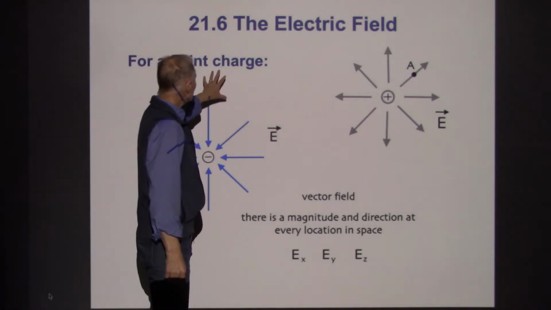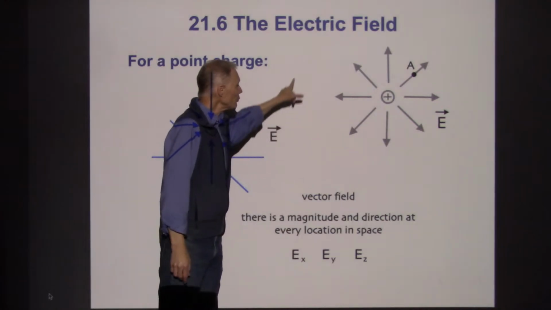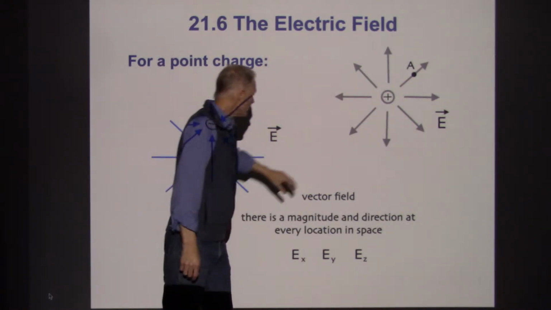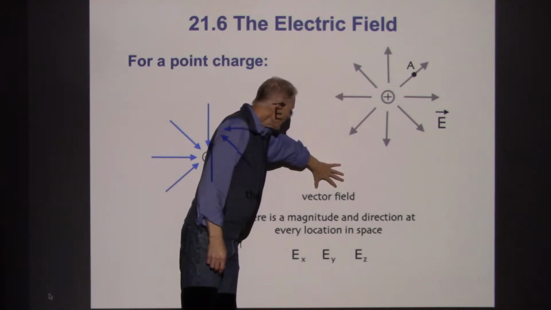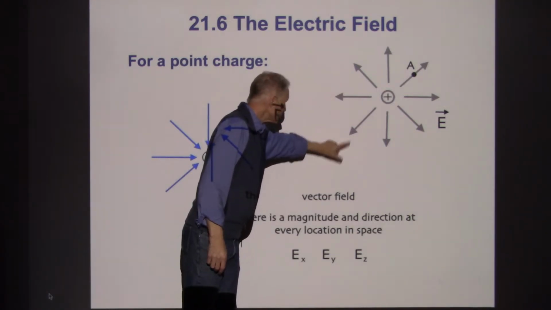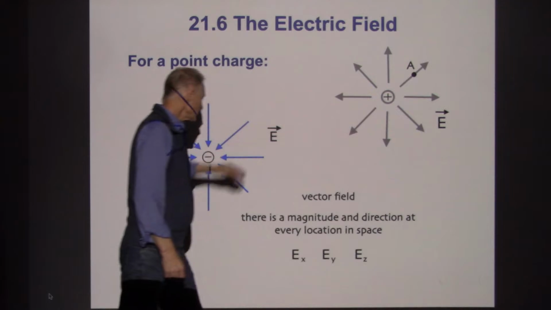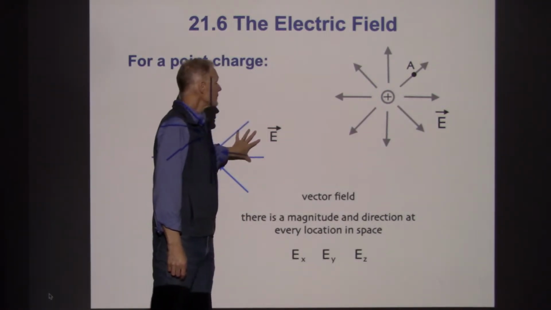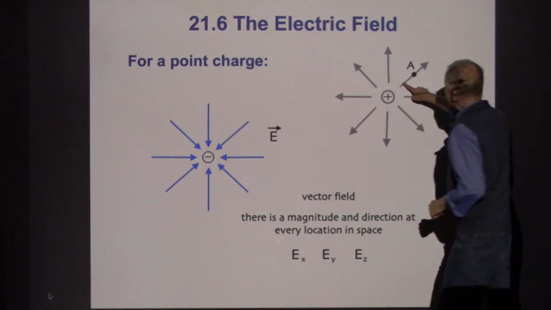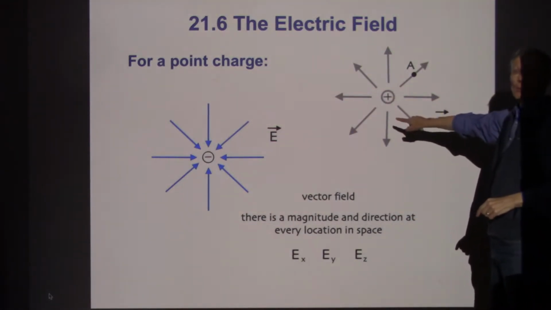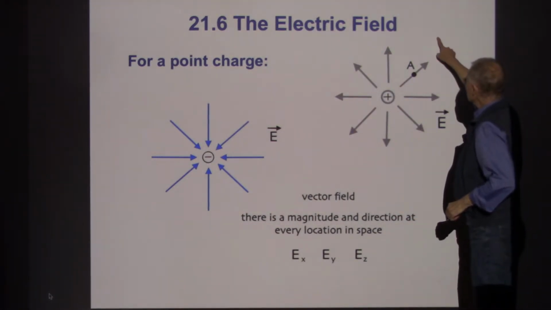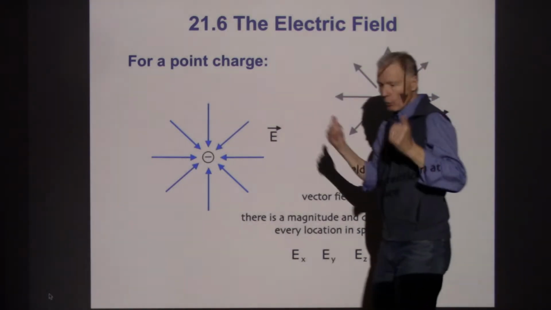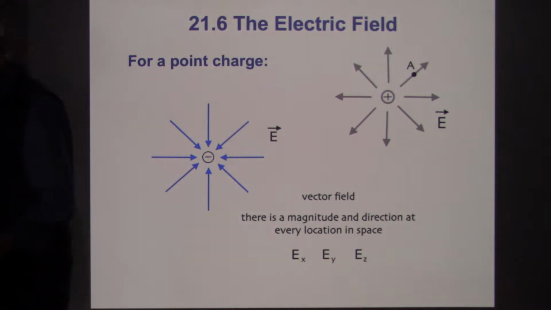So the electric field is showing the influence a charge has on any other objects that come into its environment. The electric field is a vector. You can see that it has direction to it, and it's located at every point in space. The electric field closer to a point charge will be bigger. An electric field farther away will have less of an effect. And the direction is pointing away from the positive charges, pointing towards the negative.